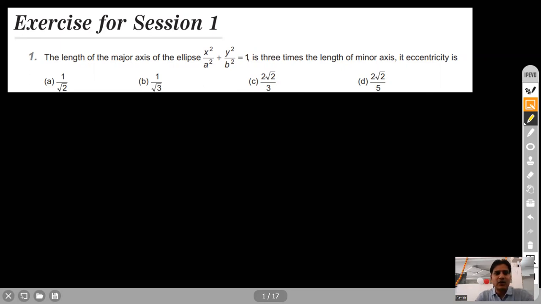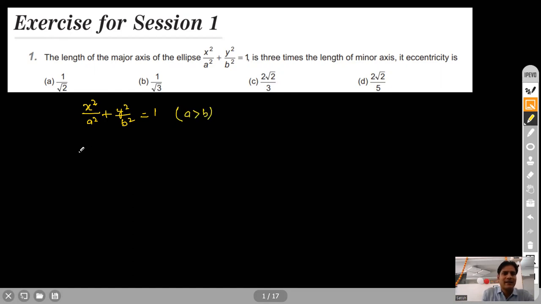It is saying that the length of major axis of the ellipse x square upon a square plus y square upon b square equal to 1 is 3 times the length of the minor axis. Then its eccentricity is. So the given ellipse is our standard ellipse, that is x square upon a square plus y square upon b square is equal to 1. Now it is saying that the length of major axis. Okay, so I am taking, suppose I am taking this a is greater than b.